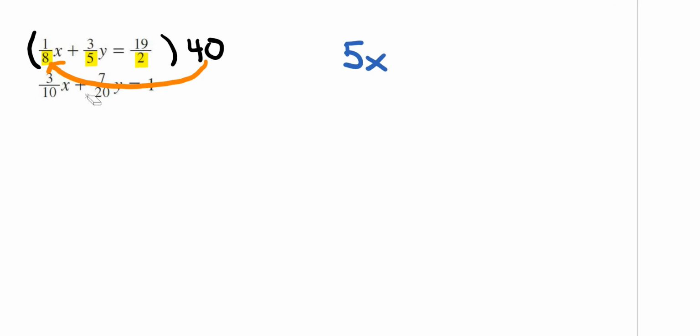Okay. All right, after that, let's do the second term, which is 40 divided by 5. What is 40 divided by 5? Well, 40 divided by 5 is going to be 8. And then what is 8 times 3? 8 times 3 is 24. So I have a plus 24y. All right, moving on. What is 40 divided by 2? Well, 40 divided by 2 is 20. And then 20 times 19, if you have a calculator, that's going to be 380.